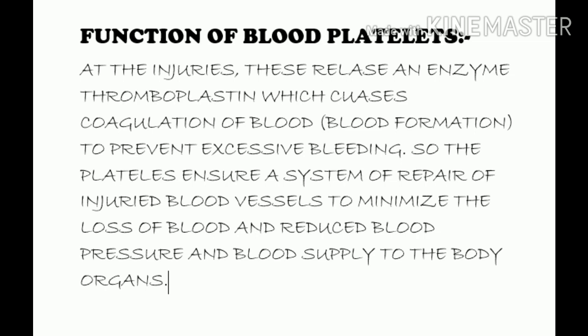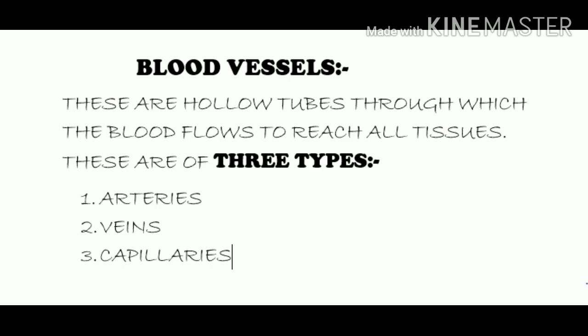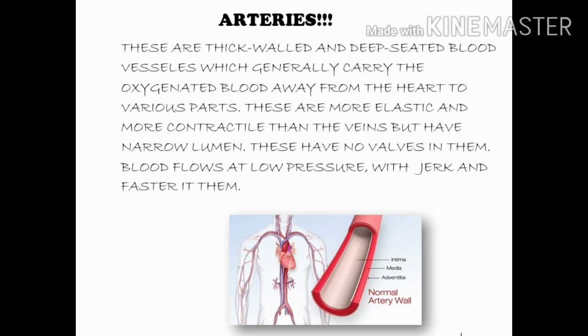Next we will discuss blood vessels. These are hollow tubes through which blood flows to reach all the tissues. These are of 3 types: arteries, veins, capillaries. First we will discuss arteries briefly. These are thick-walled and deep-seated blood vessels which generally carry oxygenated blood away from the heart to various body parts. These are more elastic and more contractile than the veins but have a narrow lumen. These have no valves in them. Blood flows at high pressure, with a jerk, and faster in them.